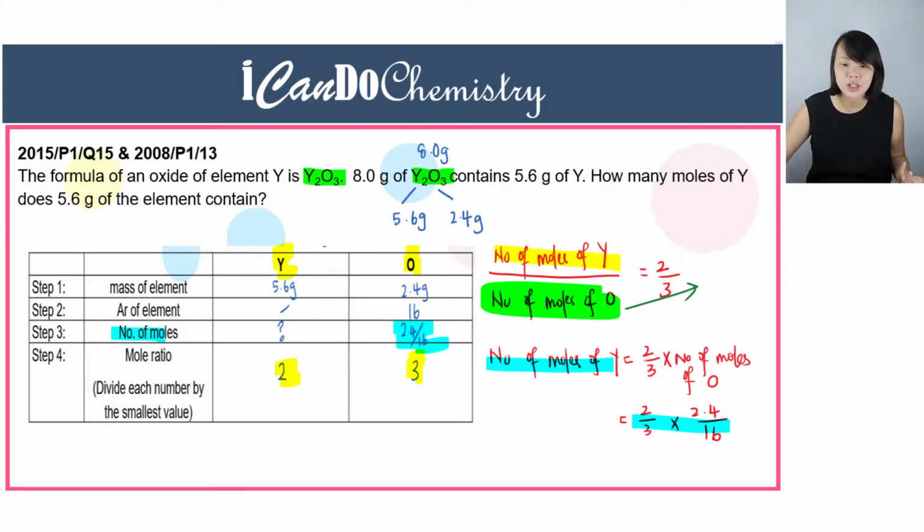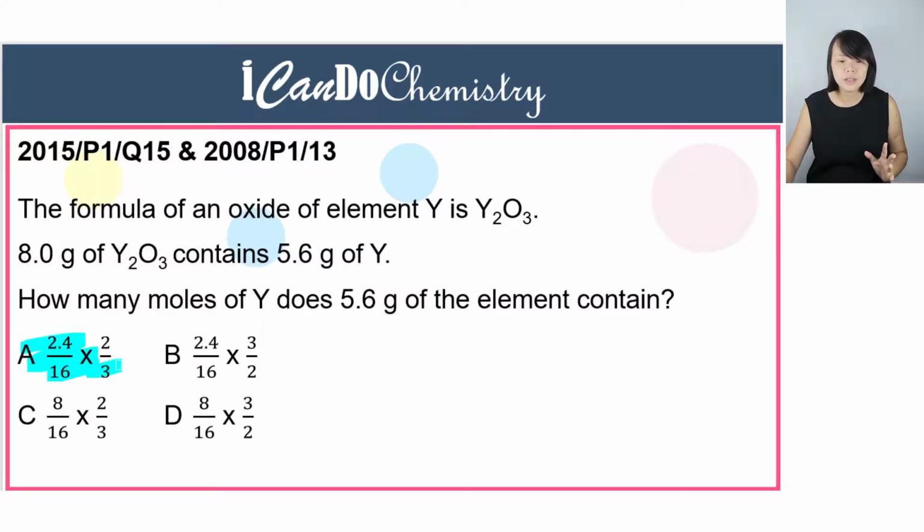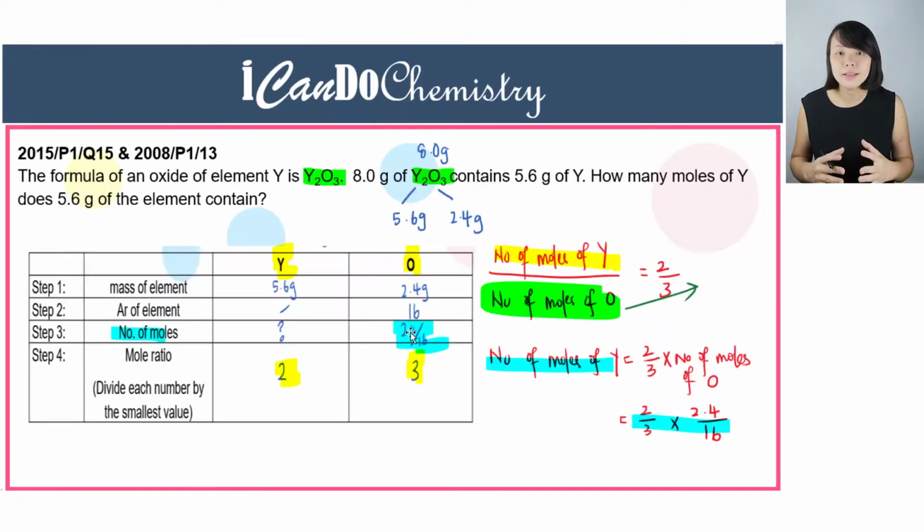Now let's take a look back at the question. And we have this option here, so A must be the correct answer. Now take note, this question is pretty special because most of the time we work downwards in sequence. We find the value in step 1, then step 2, step 3, then determine the mole ratio in step 4. But in this question, we don't even need the value of AR; we skip step 2 for element Y. Even so, we are able to determine the number of moles of Y because we are able to determine the values in the other steps.